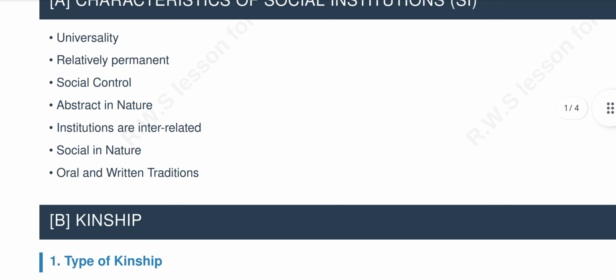Then comes oral and written traditions. For example, in our family, we learn certain things orally from our grandparents and from our own parents, right? And the government has written rules that we follow, right? So this is all about the characteristics.